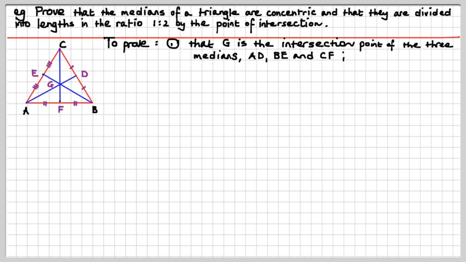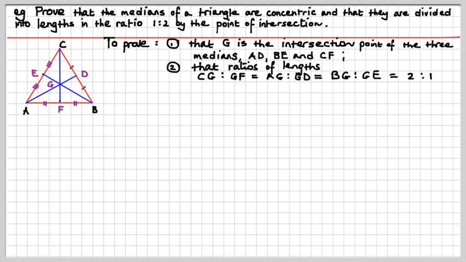And the second thing I've got to prove is the ratio of the parts of those medians which are cut in two by point G. So I've got to prove that the ratio of length CG to GF is 2:1, and similarly that AG to GD is 2:1, and similarly that BG to GE is 2:1. Gasp. How do you do that? Well, it's actually very, very simple.